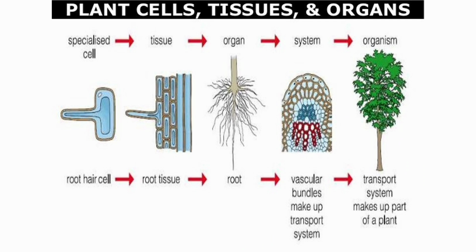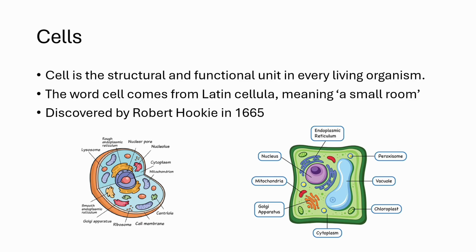The same goes with the plant. A plant also has a cell, which goes to a tissue, then an organ system, and into a whole organism. So what actually is a cell? The main point is that a cell is the structural and functional unit in every living organism. The word cell comes from the Latin cellula, meaning a small room, discovered by Robert Hooke in 1665. So he is the actual person who discovered the cell. Remember the name and the date?